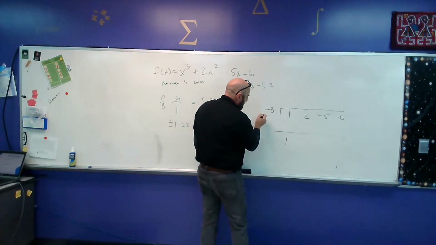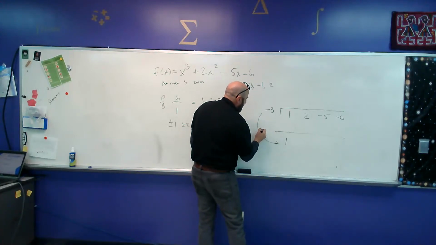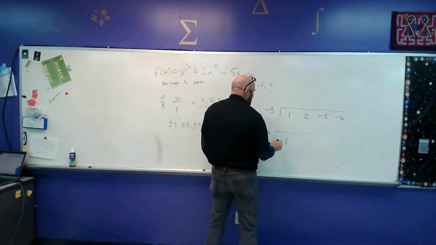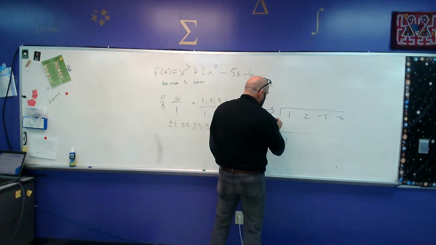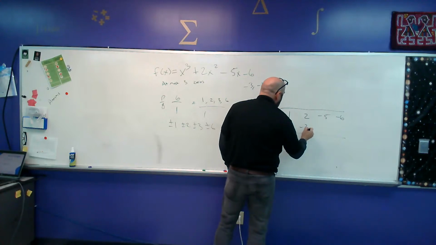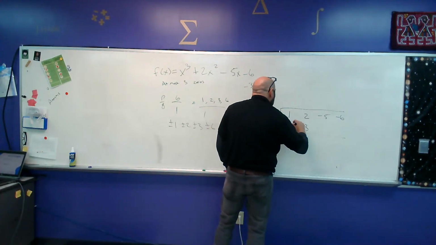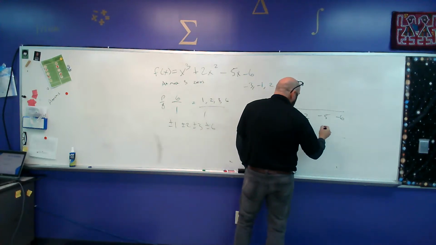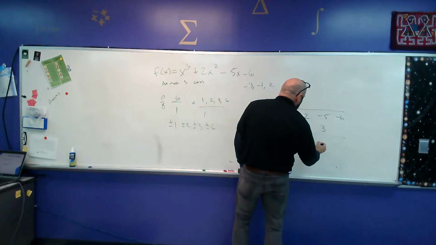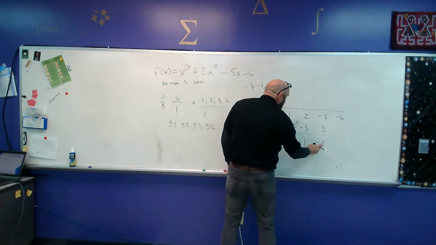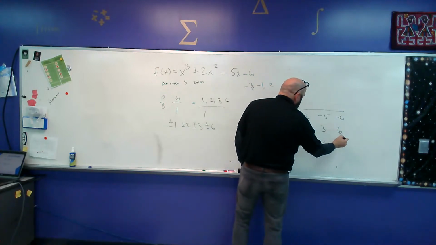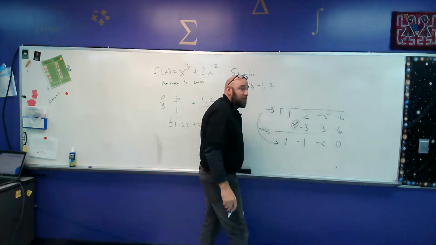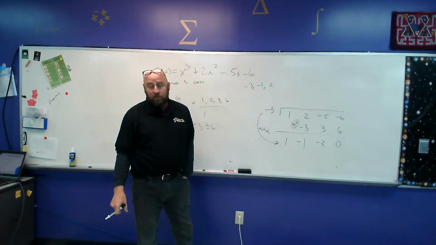We multiply. I'm just going to write this for you again, just so you can remember. Multiply -3 times 1, you get -3, and then you add. 2 plus -3 is -1. -3 times -1 is going to be a +3. -5 plus +3 is -2. -3 times -2 is a +6. -6 plus +6 is a 0. There's no remainder, so it is a 0.